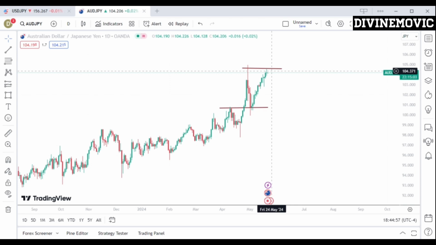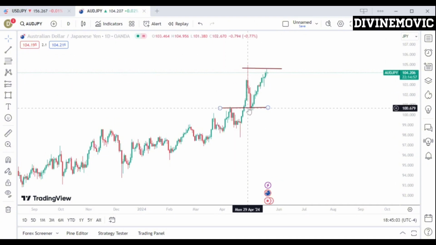Correct? Yes, correct. Now, for us to understand where to enter from or buy from, we simply need to understand the market structure that price is creating at these key levels. What is price doing from this key level to this key level? Then we can understand where we're going to likely find our demand or our supply zone. Is that correct? Yes.